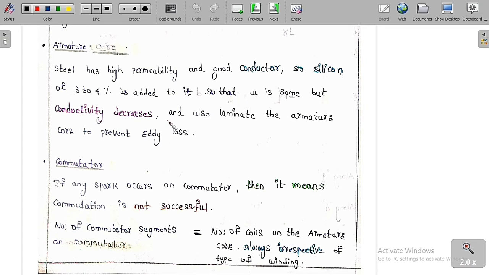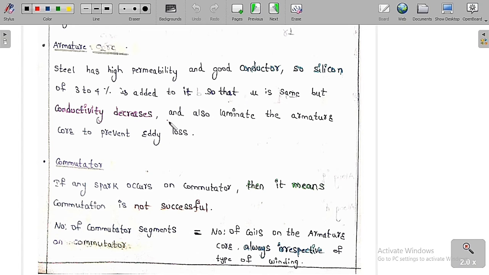See, the biggest property of steel is that it has high permeability and is also a good conductor. But we don't need a good conductor, because eddy currents are going to pass, so the losses are very high. We don't want eddy currents, so we have to increase the resistivity of the steel. So we are going to add the silicon.